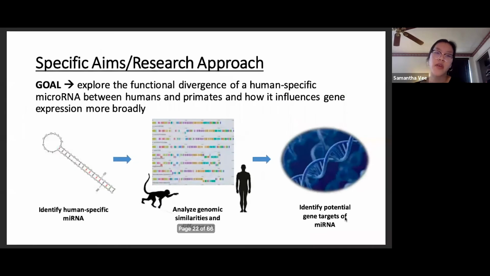So how does my research fit into all of this? Our goal was to explore the functional divergence of the human-specific microRNA and see how it influences gene expression. To accomplish that, we first identified a human-specific microRNA. We then analyzed the genomic similarities and differences of that microRNA between humans and primates, and then we identified potential gene targets of that microRNA. Next slide, please.